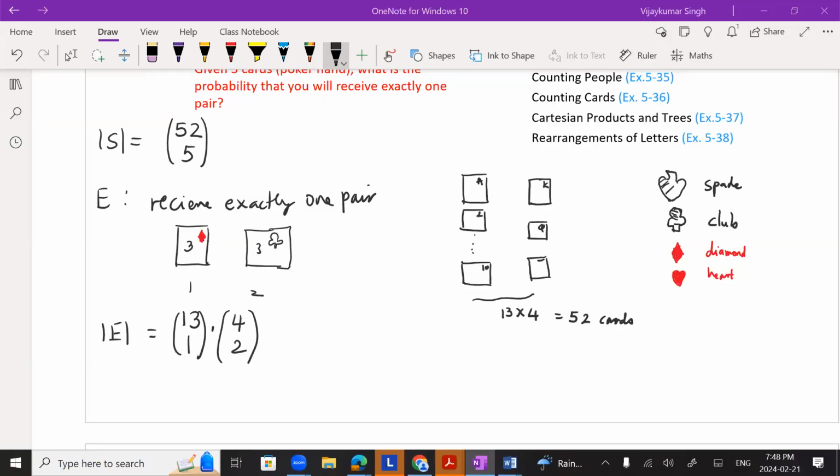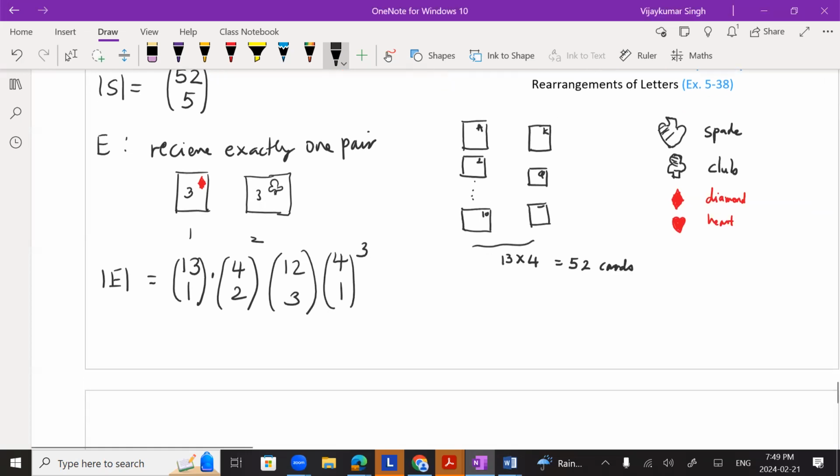So for other cards, I can now choose 3 of what? I can choose 12 choose 3. This will decide I'm choosing 3 different cards, value or denomination cards. And then for each of those, how many options? 4 options. So I'll choose 4 choose 1 for all of them: 4 choose 1 times 4 choose 1 times 4 choose 1. Okay. So this is your size of E. Let's just make it more clear again. So I have 5 spots.